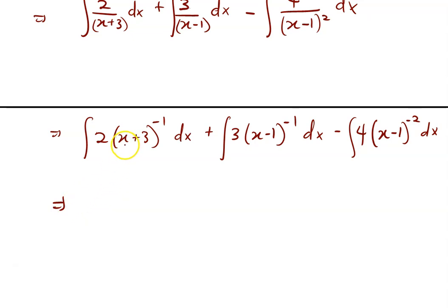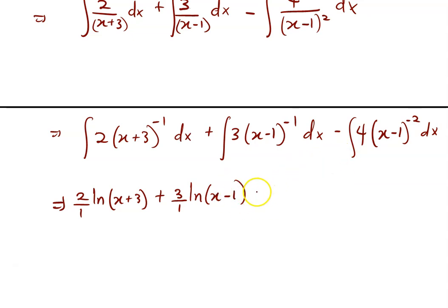So differentiating what is inside, I'm going to get 1. So it's going to be 2 divided by 1. Then if it is minus 1, it's simply going to be ln of x plus 3, right? Ln of what is inside. I'm done with the first one. Then plus this one, if I differentiate what's inside, I'm going to get 1. It's going to be 3 divided by 1. I'm going to get ln of x minus 1. Very good.